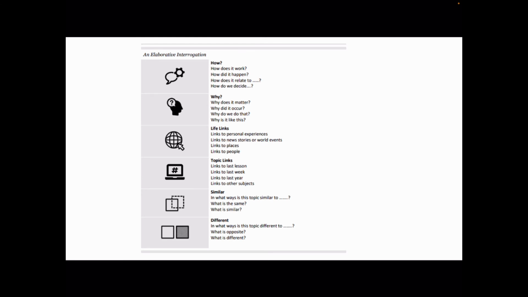So the idea is that students would pick a topic, any topic, and then you have a go at the elaborative interrogation by answering as many of these questions as you can, and asking further how and why questions as well. Okay, so you can see there's how questions, why questions, links to life, links to the topic, and there's some comparison stuff down there as well.